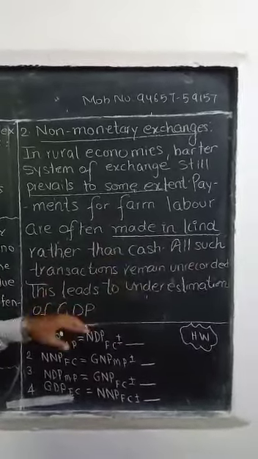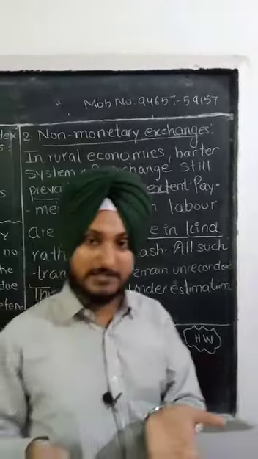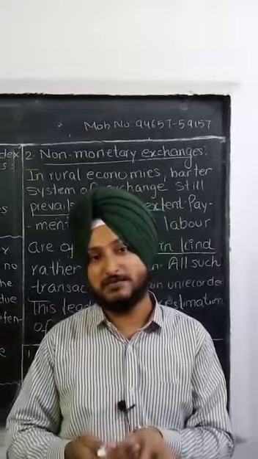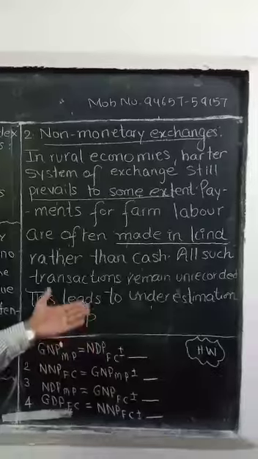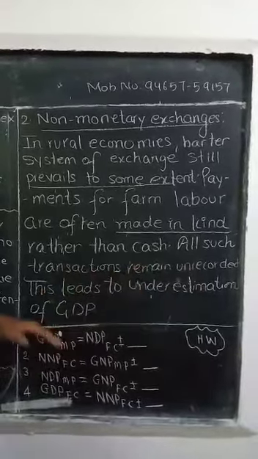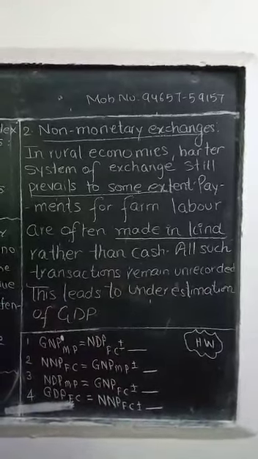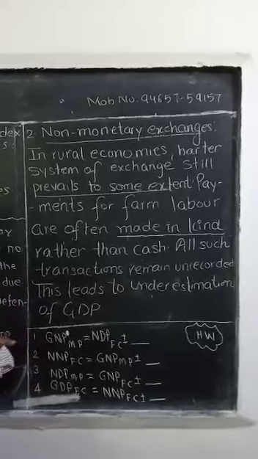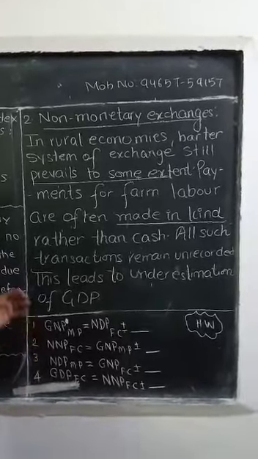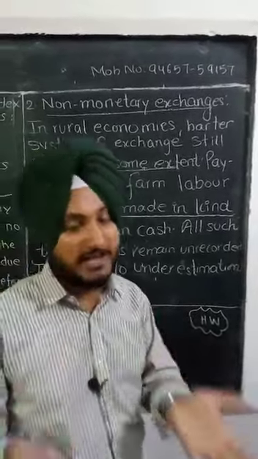All such transactions remain unrecorded. If he is not getting any cash, obviously this will not be recorded in his income or in any cash book. It will remain unrecorded. So this leads to underestimation of GDP. The non-monetary exchange will not be recorded, and our GDP estimate will remain an underestimate, because we are not estimating that.